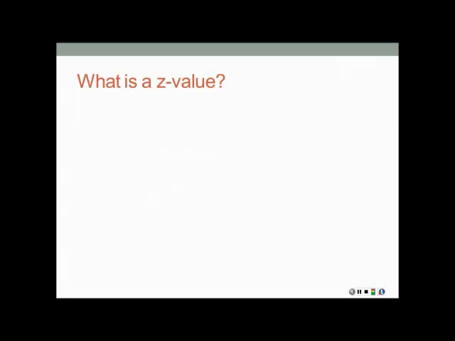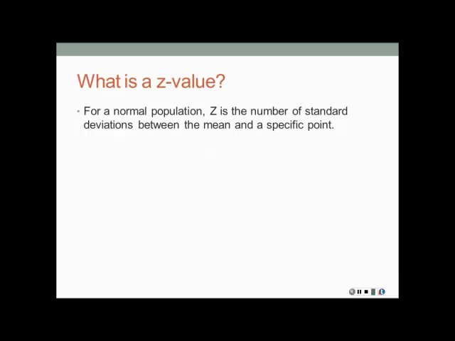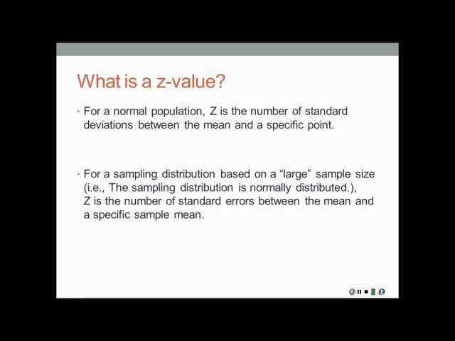So, what is a z-value? For a normal population, z is just the number of standard deviations between the mean and a specific point, or how many standard deviations away from the mean the point of interest is. For a sampling distribution, when you have a large sample size, which means the sampling distribution is normally distributed, z is the number of standard errors between the mean and a specific value of the sample mean.